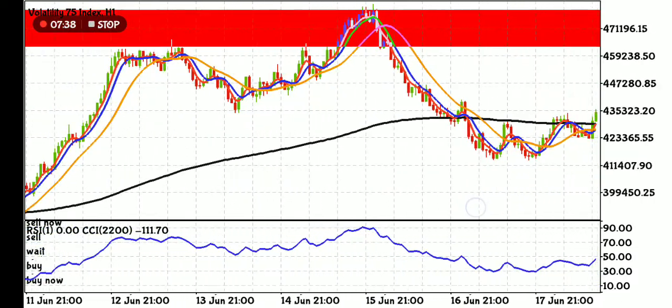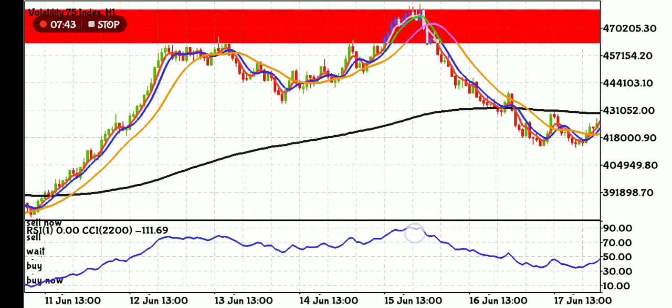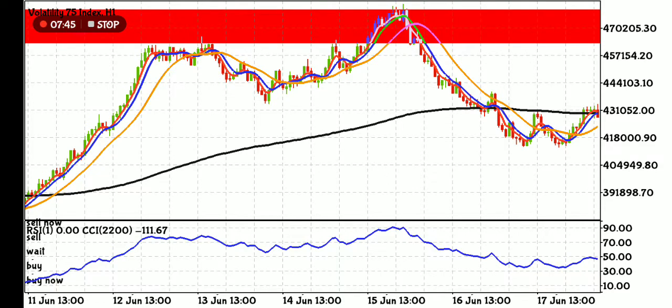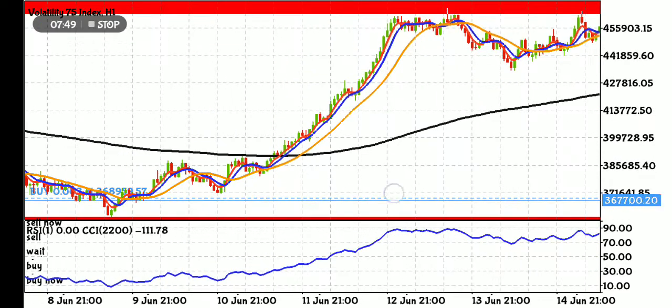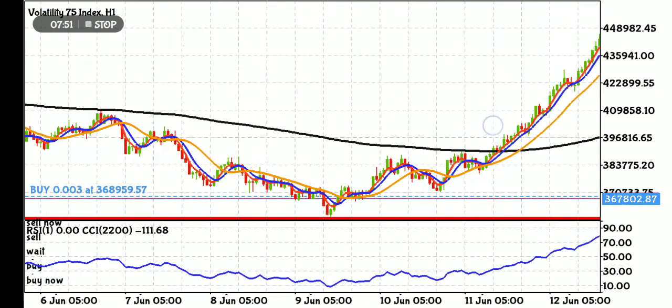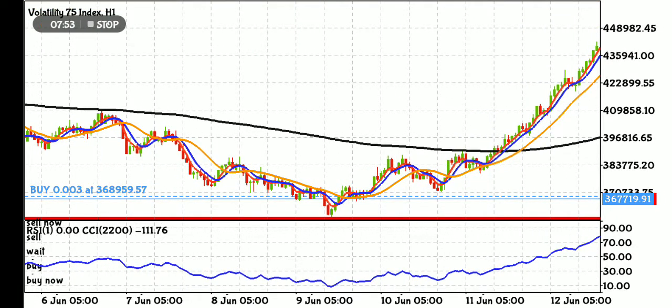Okay, look at this one also, the same thing. It touched right here, and came back to touch our 200 EMA, which is our profit target. You can see the same thing here.